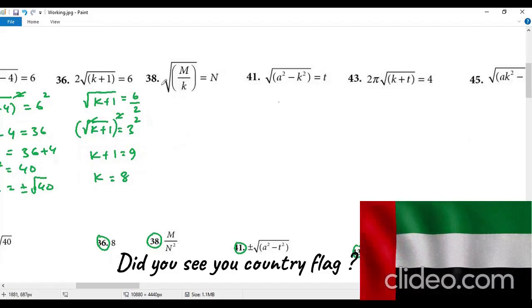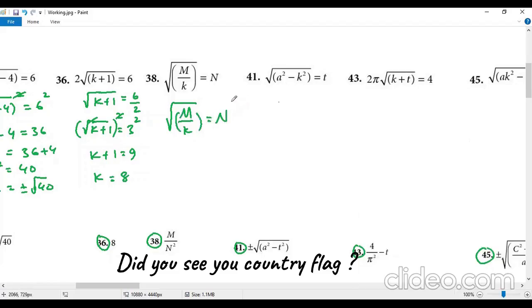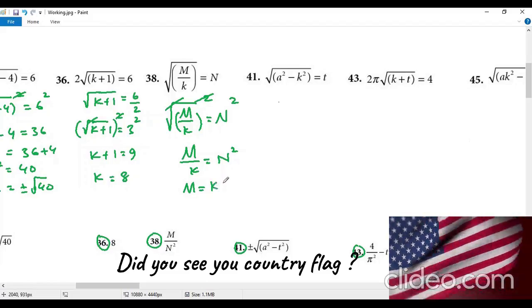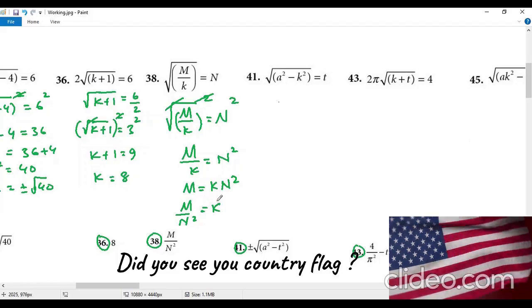Now on one side there is a square root sign. We are going to use the square function, equals n. Squaring both the sides will cancel this square root, and you will have m over k and n square. And since we need k on one side, m is divided by k, on the other side it will go and multiply by n square. So finally you will have k equals m over n square as an answer.